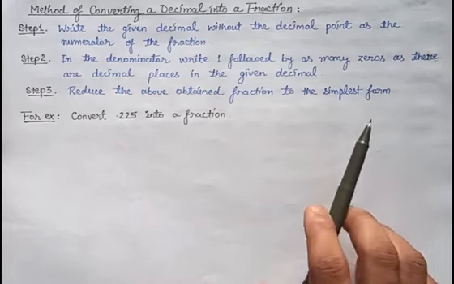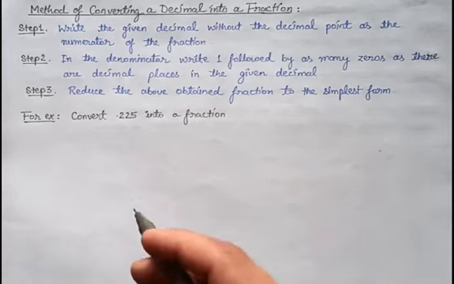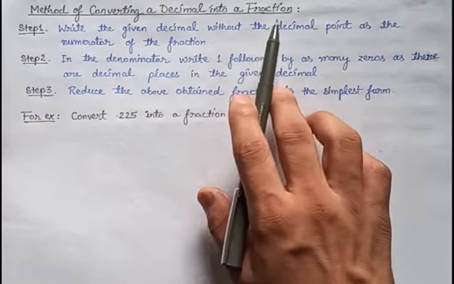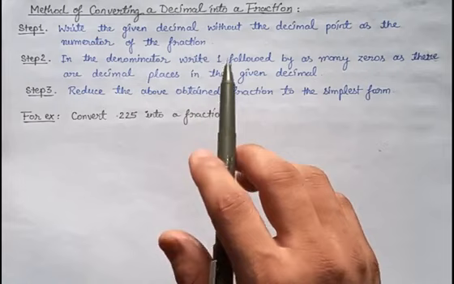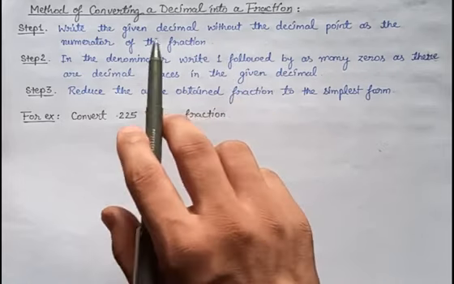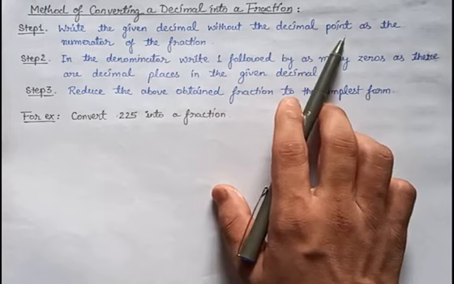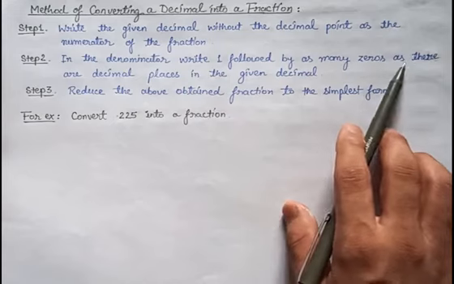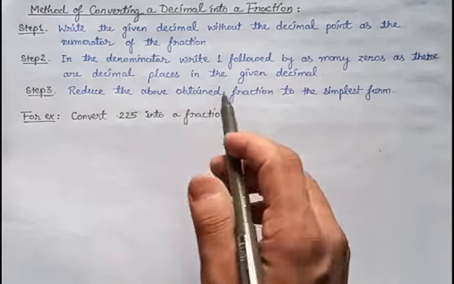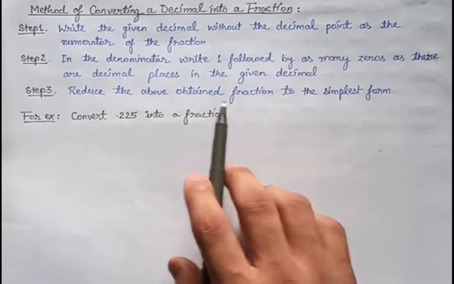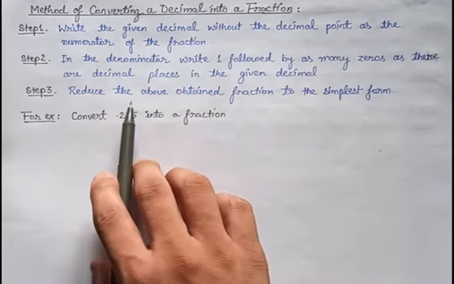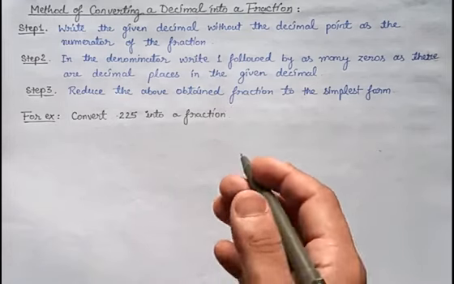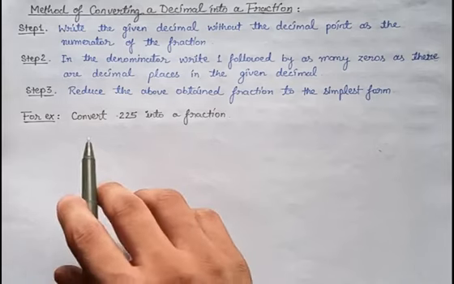It means if we have a given decimal and we have to convert that decimal into a fraction, first, you know that a fraction has a numerator as well as a denominator. So in the numerator part, what do we write? We write the given decimal without the decimal point. And in the denominator of the fraction, we write 1 followed by as many zeros as the decimal places the given decimal has. And the last step is, now we will reduce the obtained fraction to the simplest form by simplifying it. So let us see this with an example.